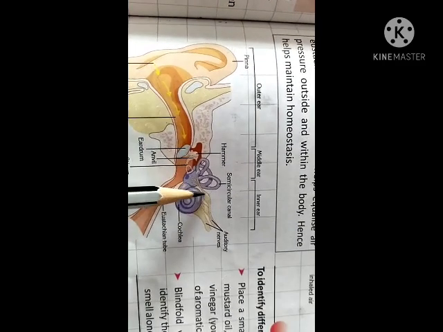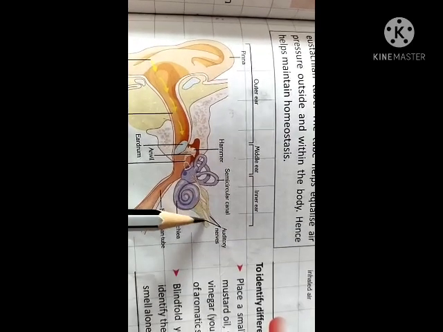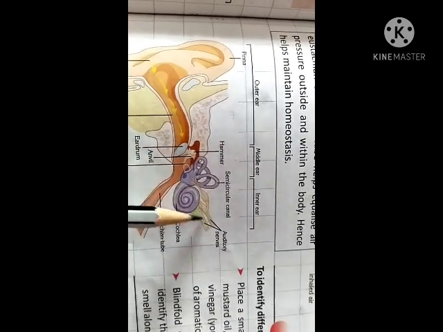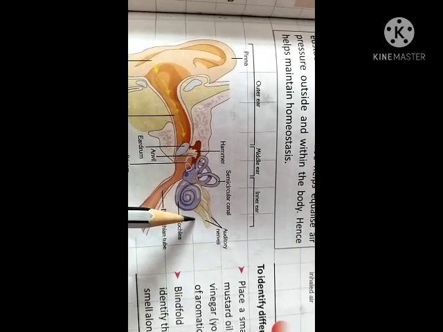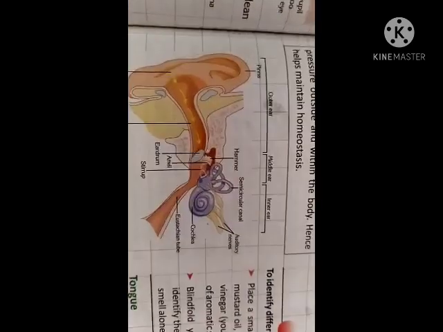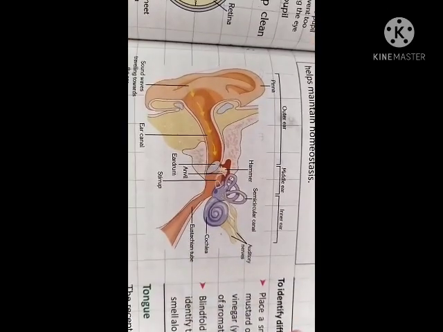And here you can see, students, the cream color structure, the auditory nerves. These nerves go inside our brain. So this is the structure of our ear.